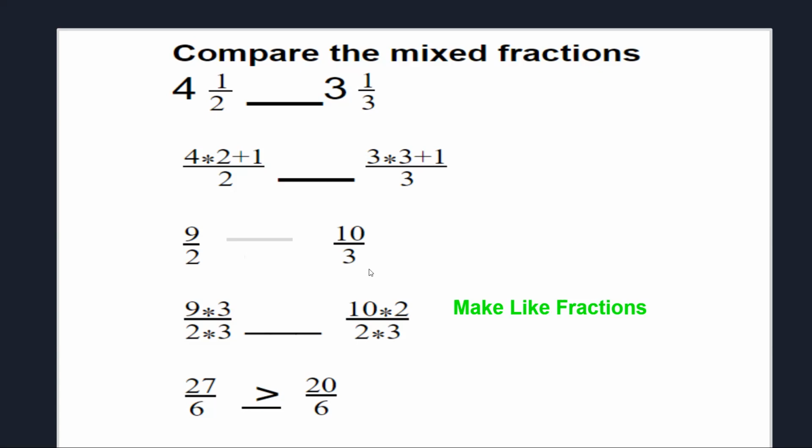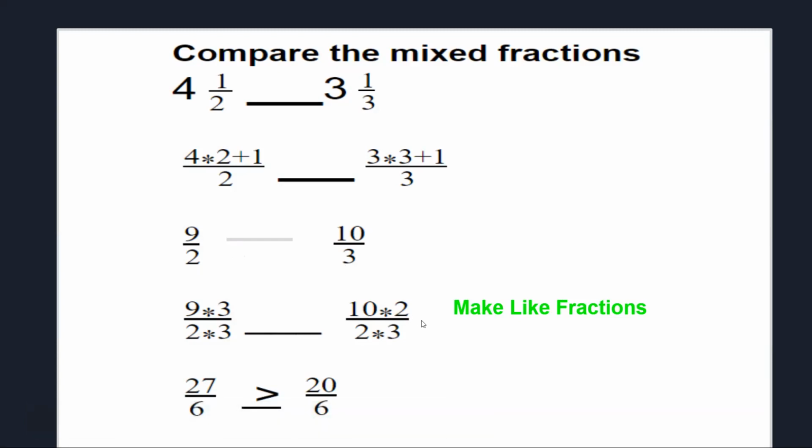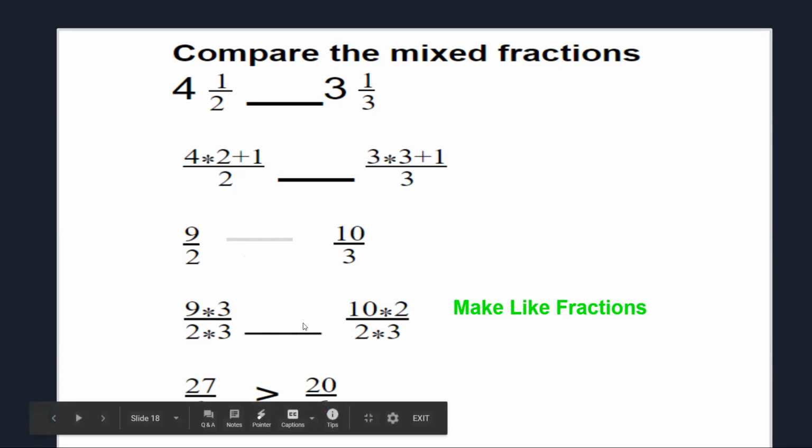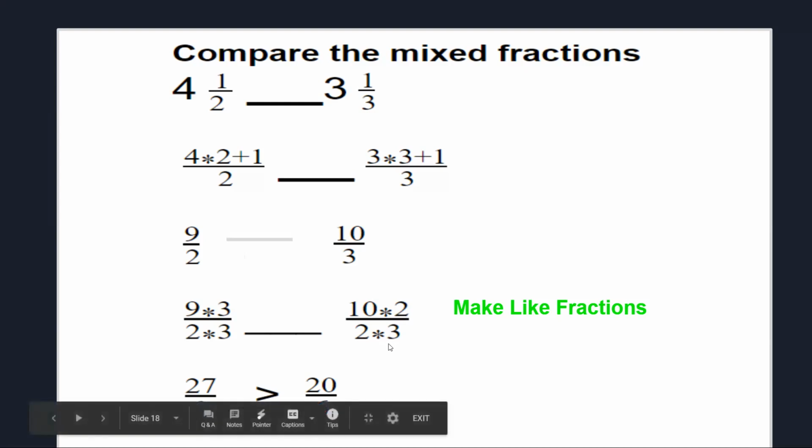upon 3. Now we will make them like fractions, because they are not like fractions. We will change them into like fractions. So how will we convert them? 9 into 3 upon 2 into 3. And on the second side, by cross multiplying, here the denominator is 2, so we will multiply by 2 to the numerator as well as to the denominator. So 10 into 2 upon 2 into 3, and we will get 27 upon 6 and 20 upon 6.